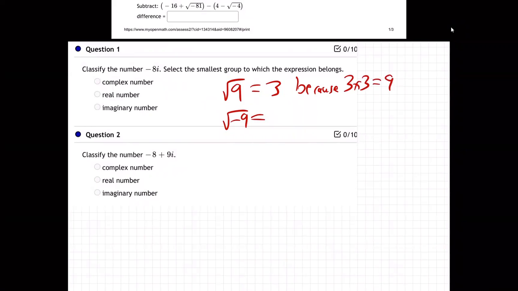Okay, so then by that same thinking, what's the square root of negative 9? Could it be negative 3? No, because negative 3 times negative 3 would be positive 9. Uh-oh, so that won't work, right? It won't go back to negative 9, will it? And it can't be plus 3, because plus 3 times plus 3, again, is positive 9.